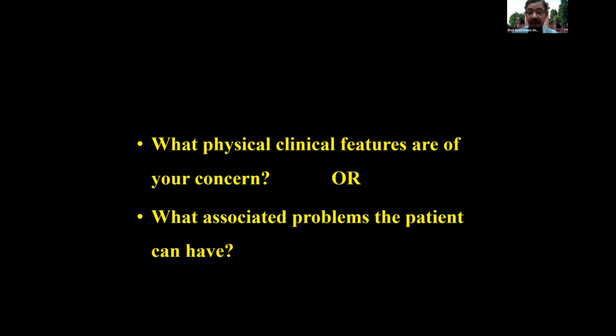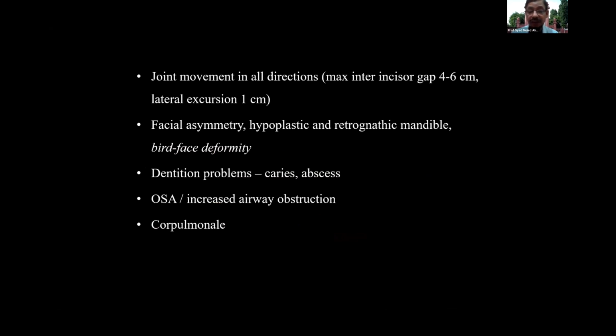What clinical features are of your concern, or what associated problems can the patient have? Very importantly, the joint movements in all directions are restricted. Facial asymmetry, a hypoplastic and retrognathic mandible is there. So naturally, the patient can have a bird face deformity. Dentition problems, because the patient cannot chew, so the patient can have caries or abscess in the dentition. Patient can have obstructive sleep apnea because of increased airway obstruction.